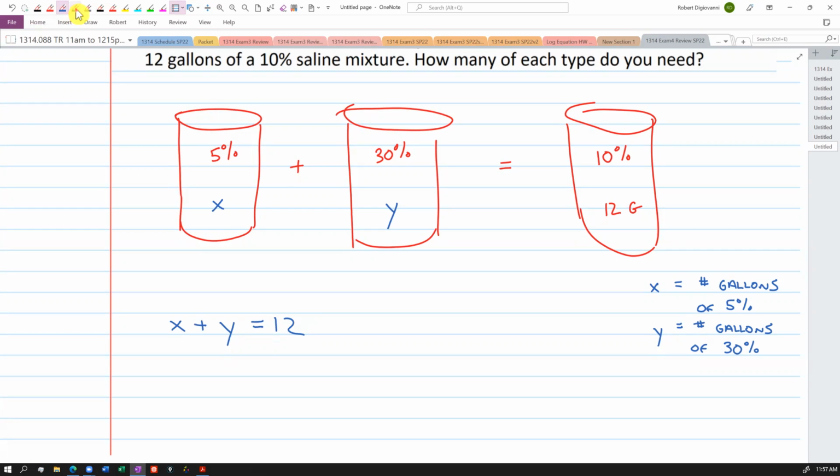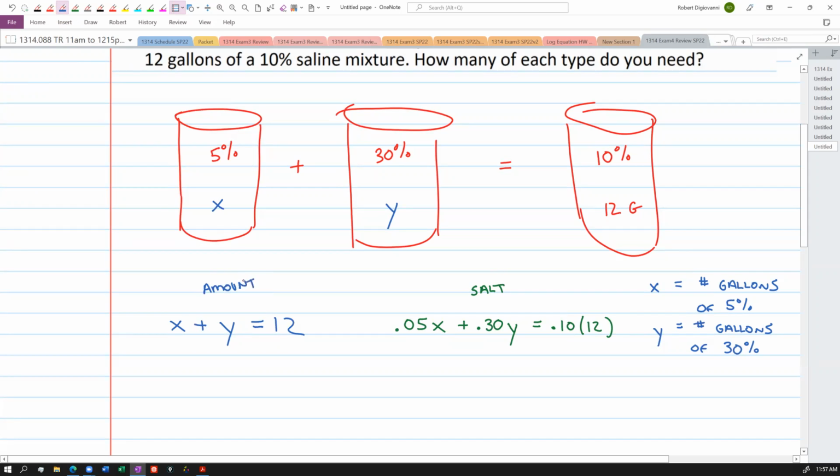So I'm going to do that next equation in green. I'm going to take 0.05, that's 5%, times X, plus 0.30 times Y must equal 0.10 times 12. This is the salt concentration equation. This over here in blue is the amount that we have. The amount, this is our gallons. Two different ideas. This is how much total liquid we have together. This is the concentration of salt being put together. So that should give us our two equations.